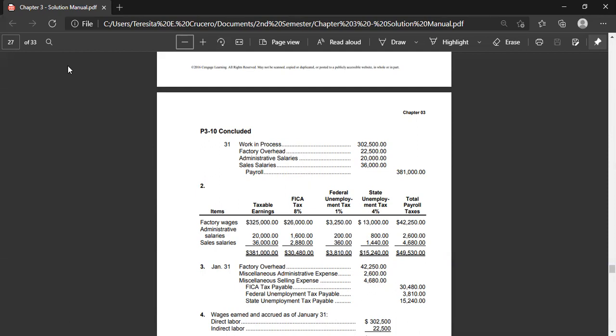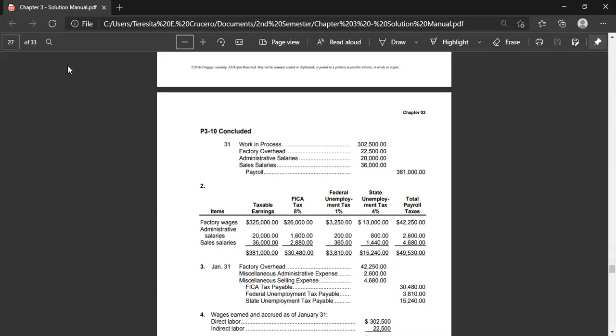So again, we have to compute for the FICA tax in requirement number 2, and at the same time compute for the employer's payroll taxes. So you will notice that we also have FICA tax payable by the employer. The FICA tax payable by the employee is different. It is deducted from their salaries. So we now have the federal unemployment tax and the state unemployment tax. So we have now the total payroll taxes.